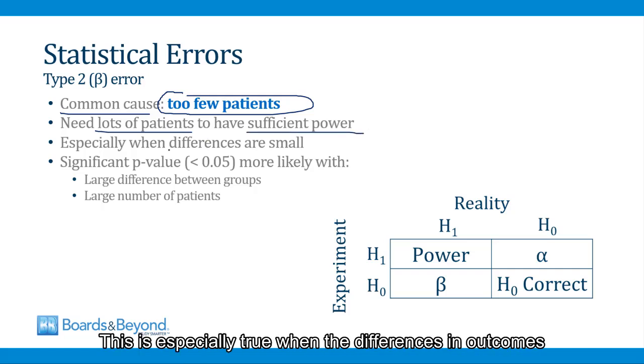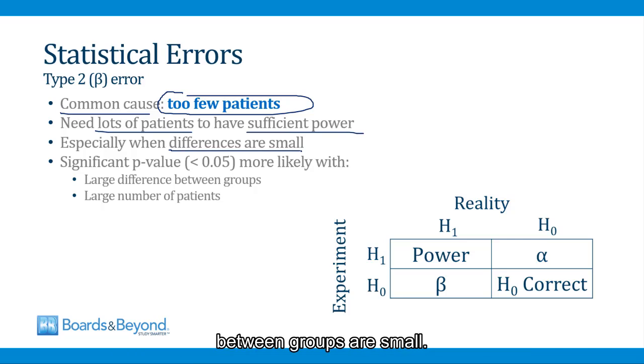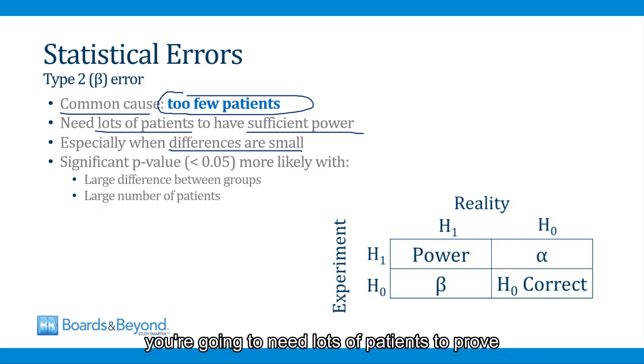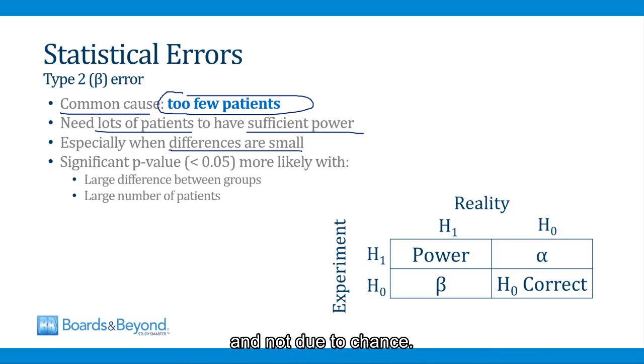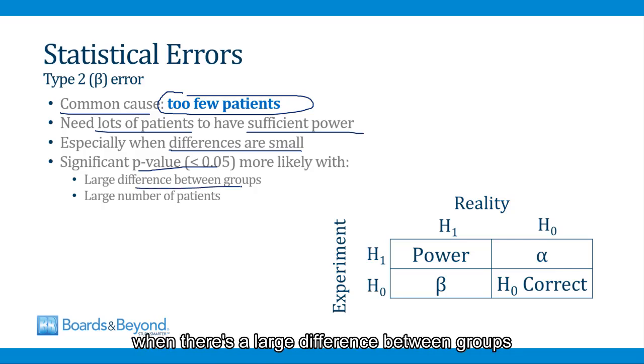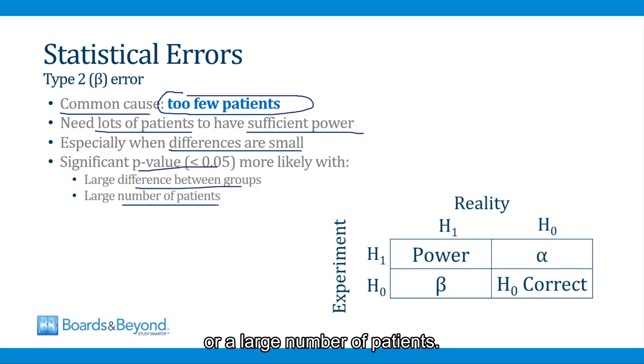This is especially true when the differences in outcomes between groups are small. If two groups have outcomes that are very close together, you're going to need lots of patients to prove that that small difference is true in reality and not due to chance. Another way you can think about this is a significant p-value less than 0.05 is more likely when there's a large difference between groups or a large number of patients.